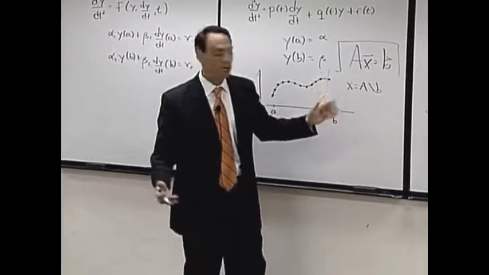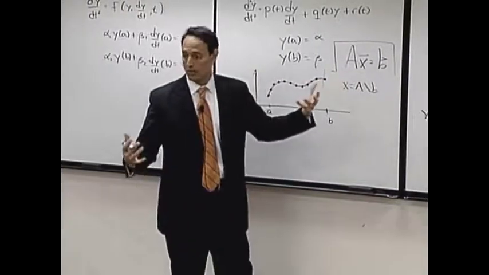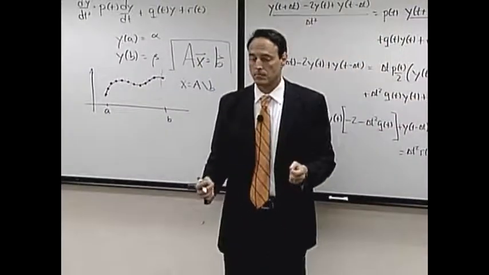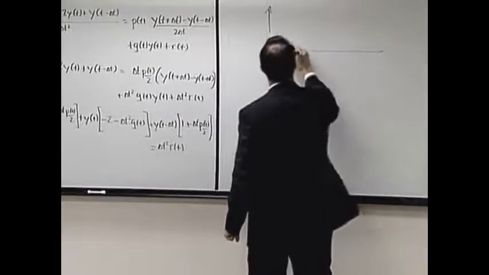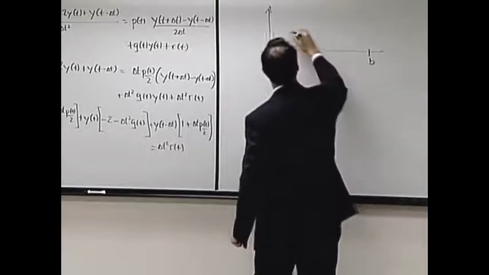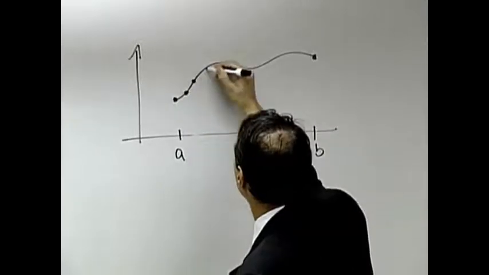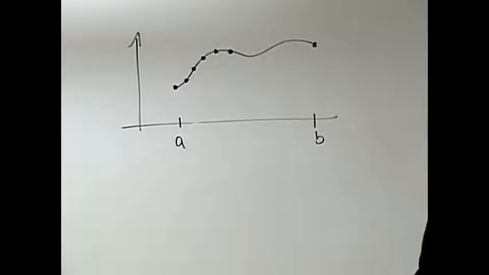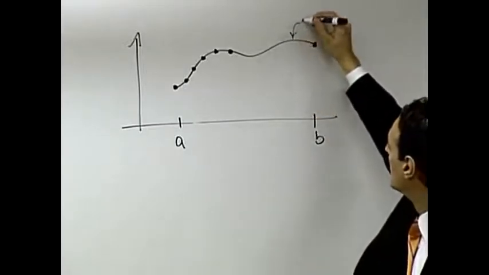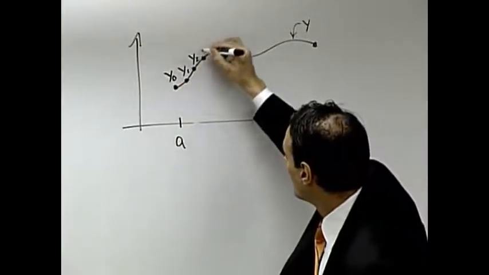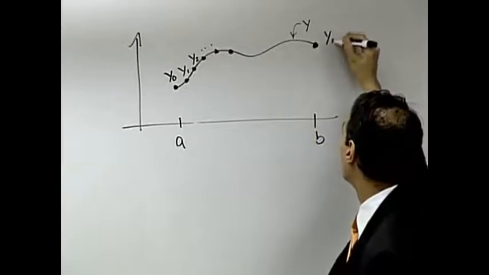X is what I'm trying to solve for, and so I have to know what A and B are. What I'm trying to solve for here is Y. So what I'm going to think about doing is setting up this problem where I'm going from A to B, and I'm going to just discretize this thing. This is my Y, and so this is, let's say, Y0, Y1, Y2, and so forth, all the way up to Y of m plus 1.